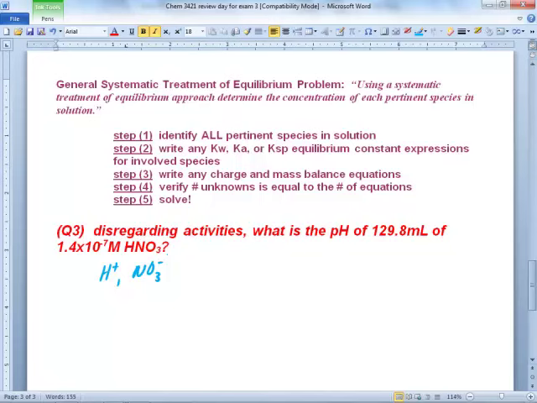Then you jump down here, see if there's any KW, KSP, or KA you can write. You always look at this guy, and you can almost always write a KA, just not if he's the conjugate base of a strong acid. That's the only time you can't. So you can't write a KA, but you can write a KW because you have an H+. That's the only K you can write.